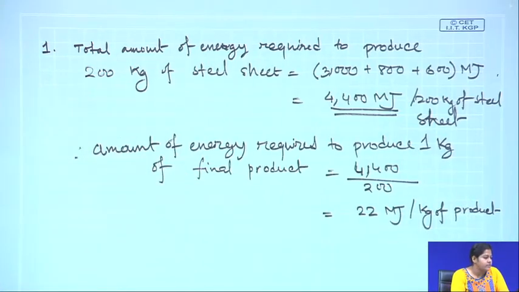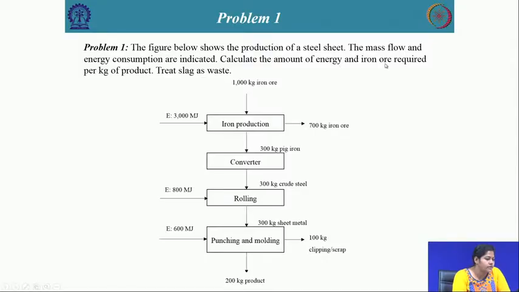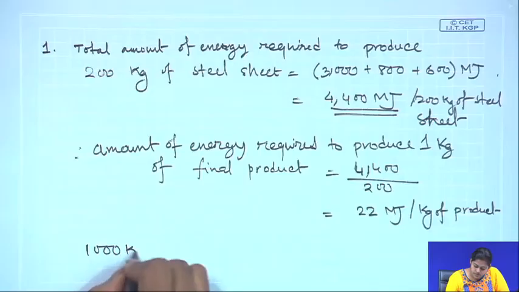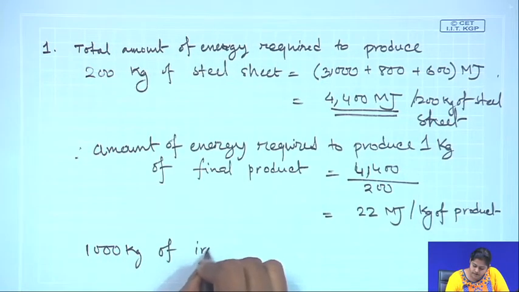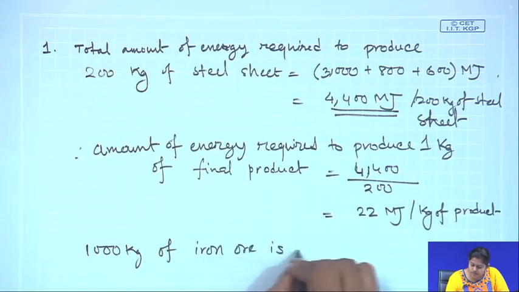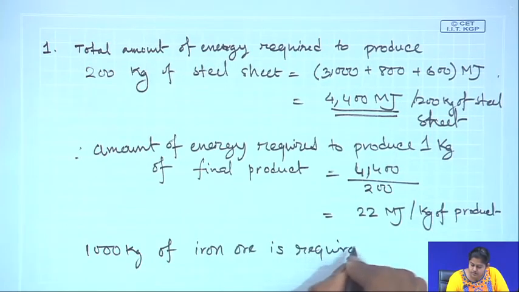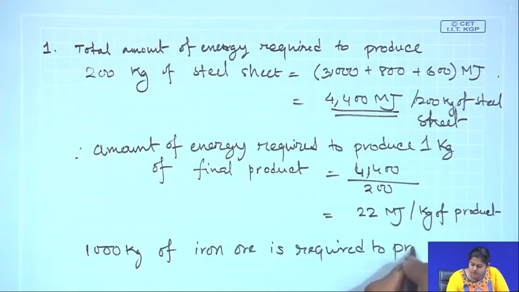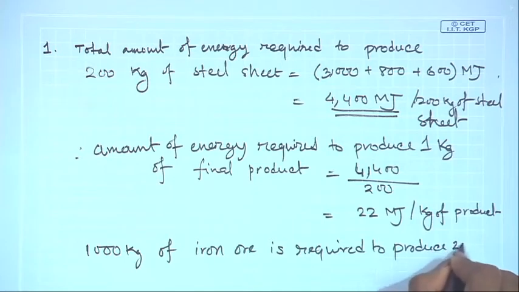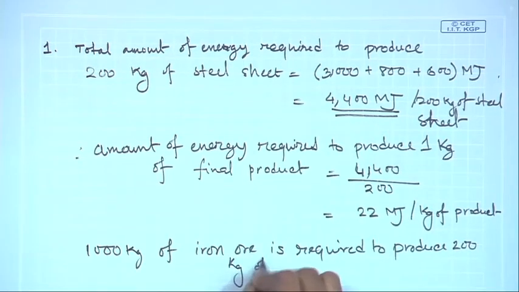In the second step, it says to calculate the amount of energy and iron ore required. So, now we need to calculate the raw material required per kg of product. So, 1000 kg of iron ore is required to produce 200 kg of product.